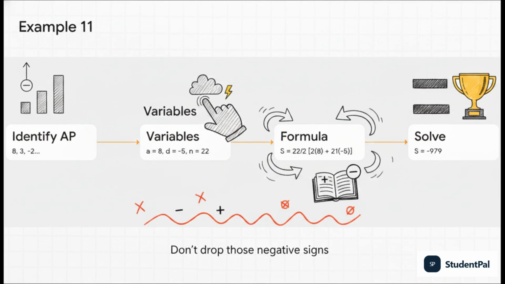Let's put this into practice right away with example 11. Find the sum of the first 22 terms of the AP, 8, 3, -2, and so on. Pay super close attention here, guys. The sequence is decreasing. That means our common difference d has to be negative. 3 minus 8 is -5. We plug n equals 22, a equals 8, and d equals -5 into our sum formula. S equals 22 over 2 times 16 plus 21 times -5. This simplifies down to 11 times -89, giving us a final sum of -979. Never, ever drop those negative signs. That is exactly where this calculation usually trips students up.